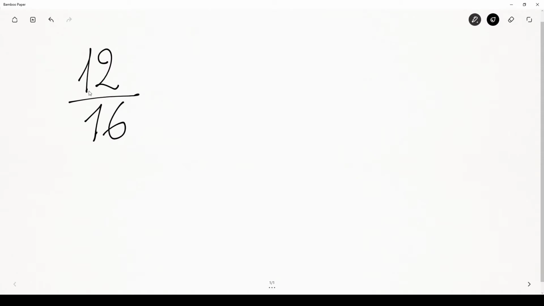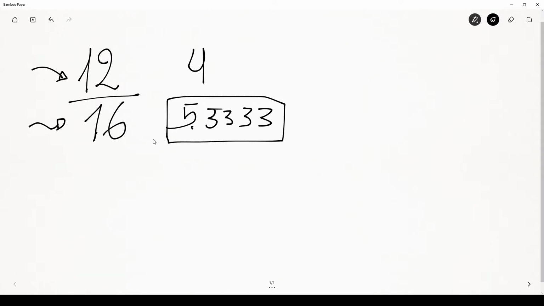Now, to perform a simplification, you have to think of a number which can divide both the numerator and the denominator. For example, we can't use 3 here. Why? Because 12 divided by 3 is equal to 4. However, 16 divided by 3 is equal to 5.3333, an indefinite number of times. So we can't use this. It has to be a whole number.